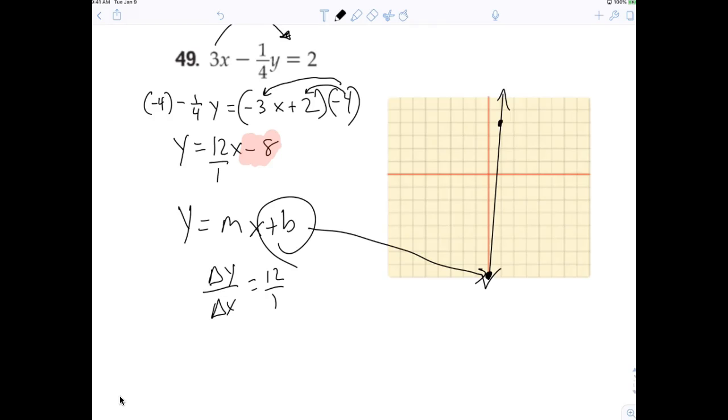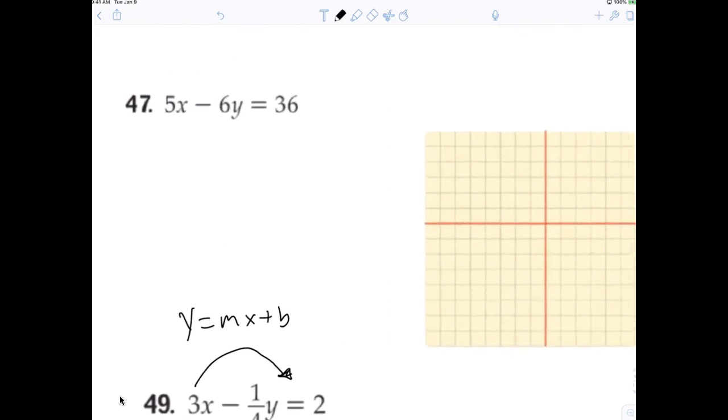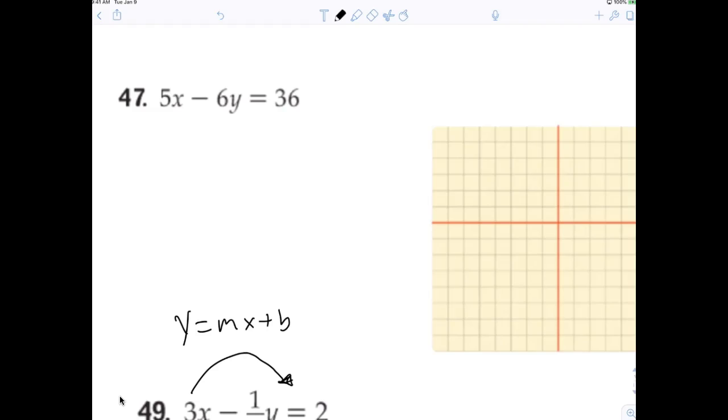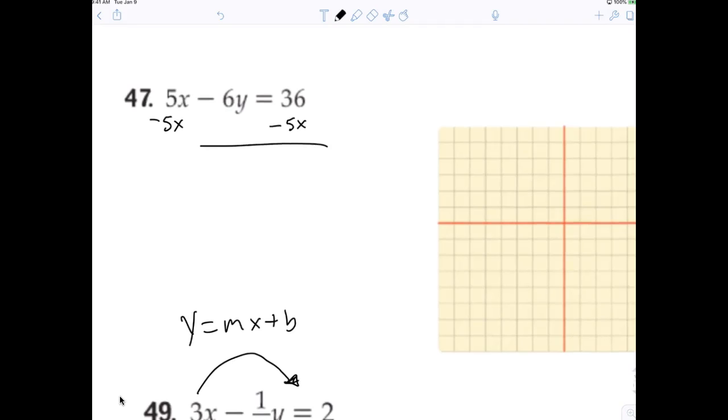All right, someone else. Come on, guys. I'm looking around. I don't see everybody with their work done. 47. All right, let's take a look at 47. 47 shouldn't have been that hard. You got to isolate the y. Carter, how am I going to do that? Minus 5x. So, minus 5x. Negative 6y equals negative 5x plus 36.